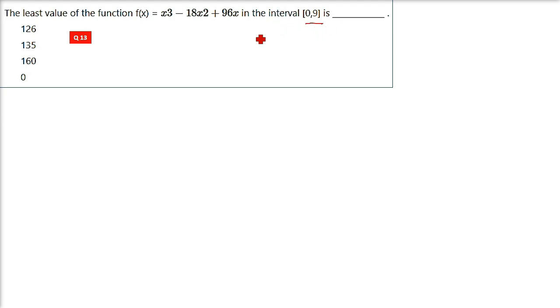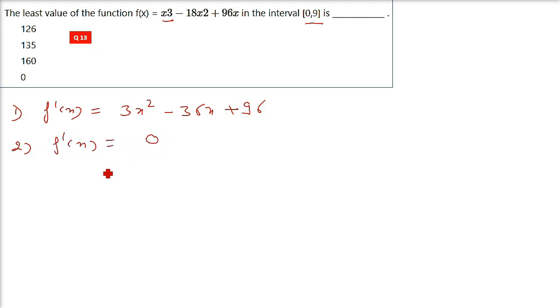Now same thing, when the interval is given, that means this question is targeting some other part of your brain which is not yet being challenged. f dash x is simple differentiation, that is 3x square minus 36x plus 96. This single differentiation is quite easy for you. Next step, what do you do? You equate it to 0. f dash x equals 0. You get 3x square minus 36x plus 96 equals 0. You can take 3 common and divide both sides by 3, because it is 0 anyway on the right hand side. So x square minus 12x plus 32 equals 0.